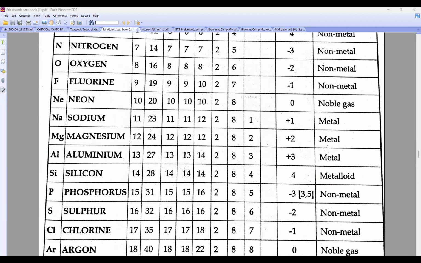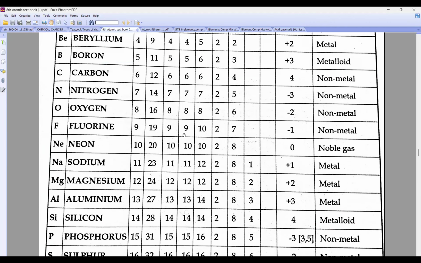So metalloids, it is not gain or lose. They can exhibit the property of both metal as well as non-metal. Generally, beta, it depends on whom they are reacting with. If they are reacting with a metal, then they will gain. But if they are reacting with a non-metal, then they will lose.